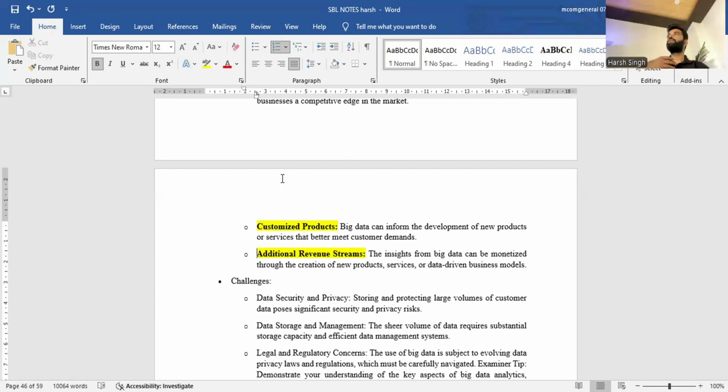Let's say I want to set up a hotel in Delhi region X. So I'll just go to Zomato. I'll ask them what the largest order coming from region X is, what people are ordering the most from region X, and Zomato will be helping me with that. So you can get additional revenue if you have a lot of data as well.